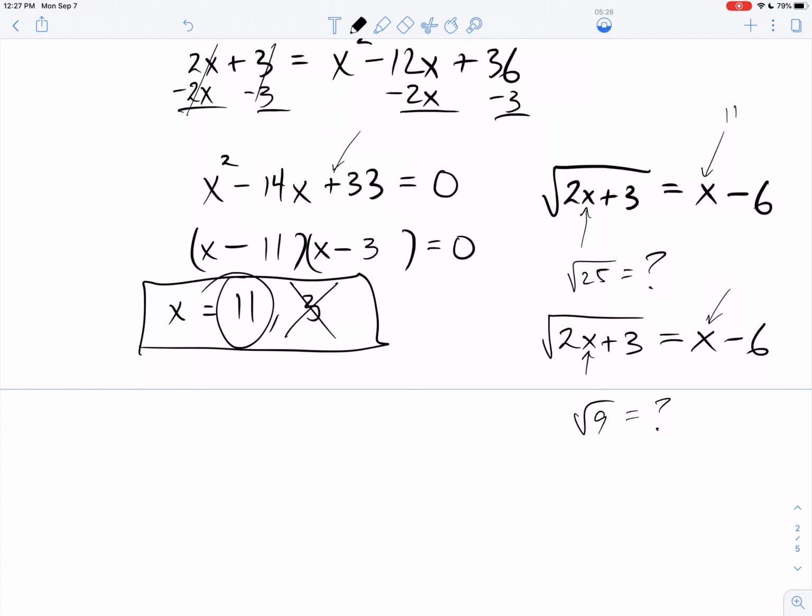So here's the deal. If an answer is what we call extraneous or apparent, there's two different ways to say it, it means it's not really an answer. It is totally not an answer, so there we go. 11 is the only answer I'd want you to write on the test. So you would say x equals 11.